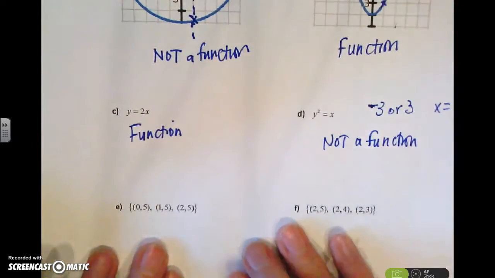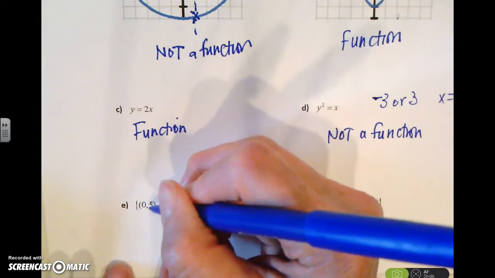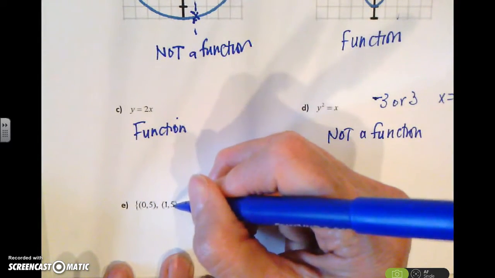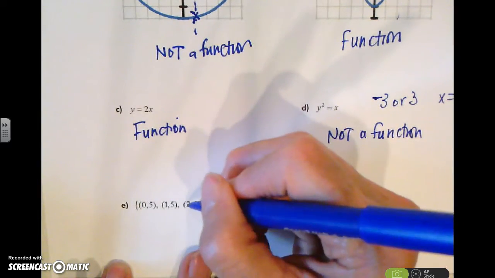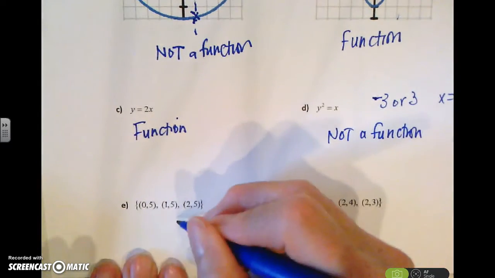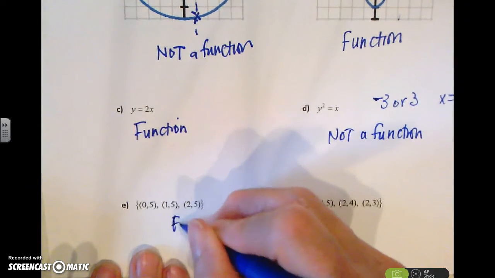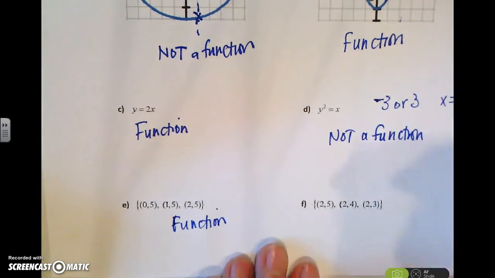And finally, this last one, you've probably seen this before. For my x is 0, output 5, x is 1, output 5, x is 2, output 5. You can see that my x value never repeats, so it can't possibly come up with two y values. So this is a function. Given an x, I only have one output, y.